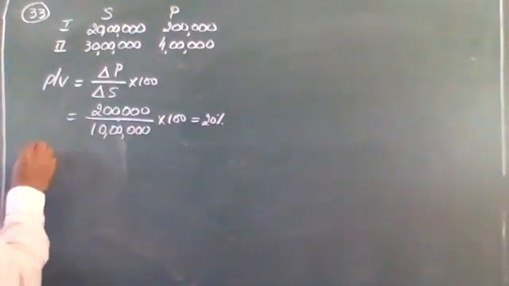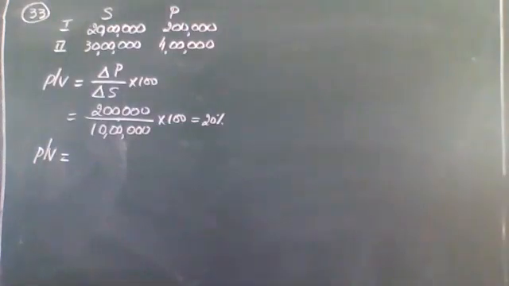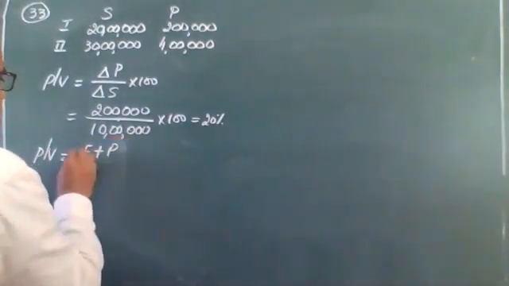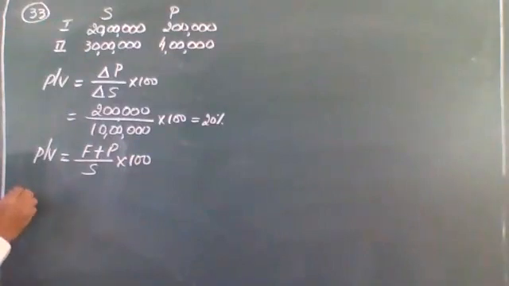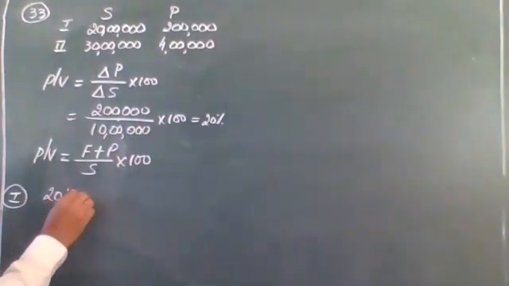Once I get the PV ratio, immediately I'll apply the PV ratio again, but this time I'm going to apply the missing information formula, which is F plus P by S into 100. I'm going to apply it for any of the years. Let's say I'm applying it for the first year. So for the first year the PV ratio remains 20%. Both the years' PV ratio will be the same. You can apply it for any year.